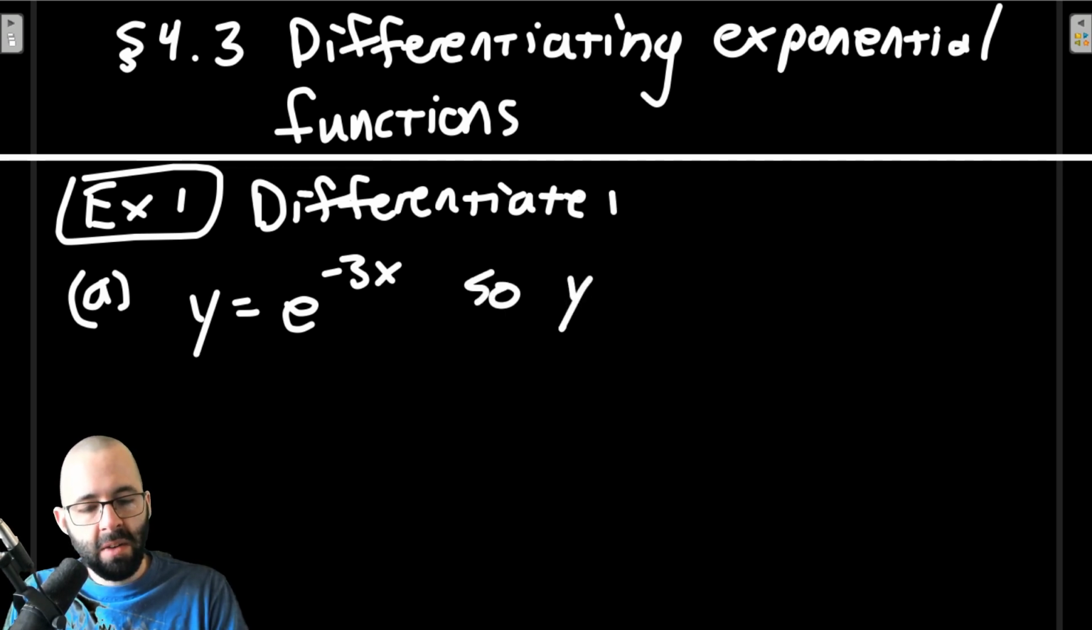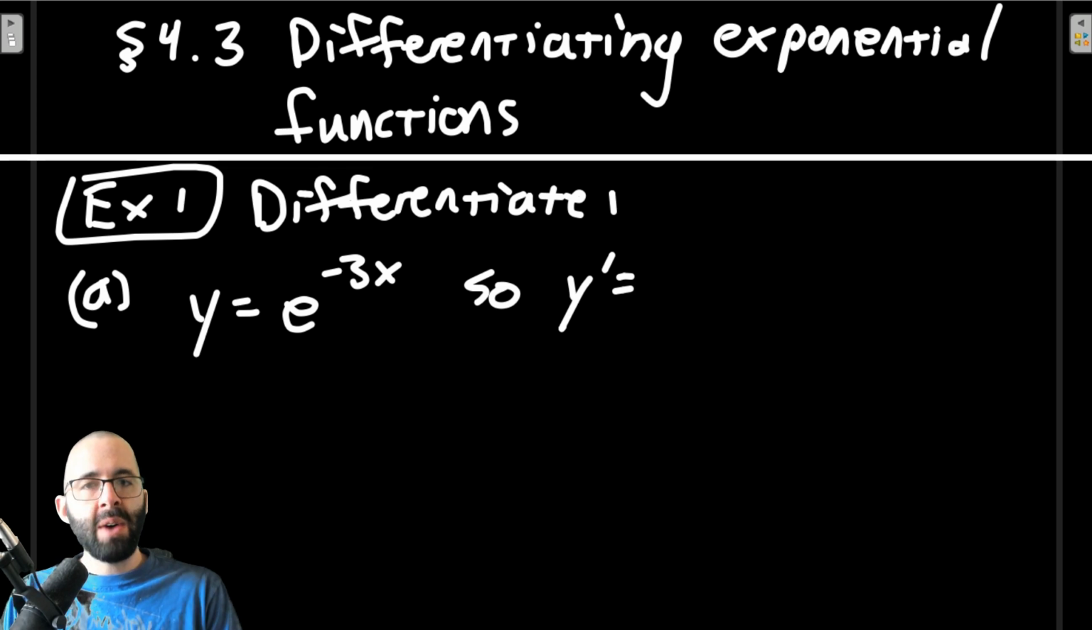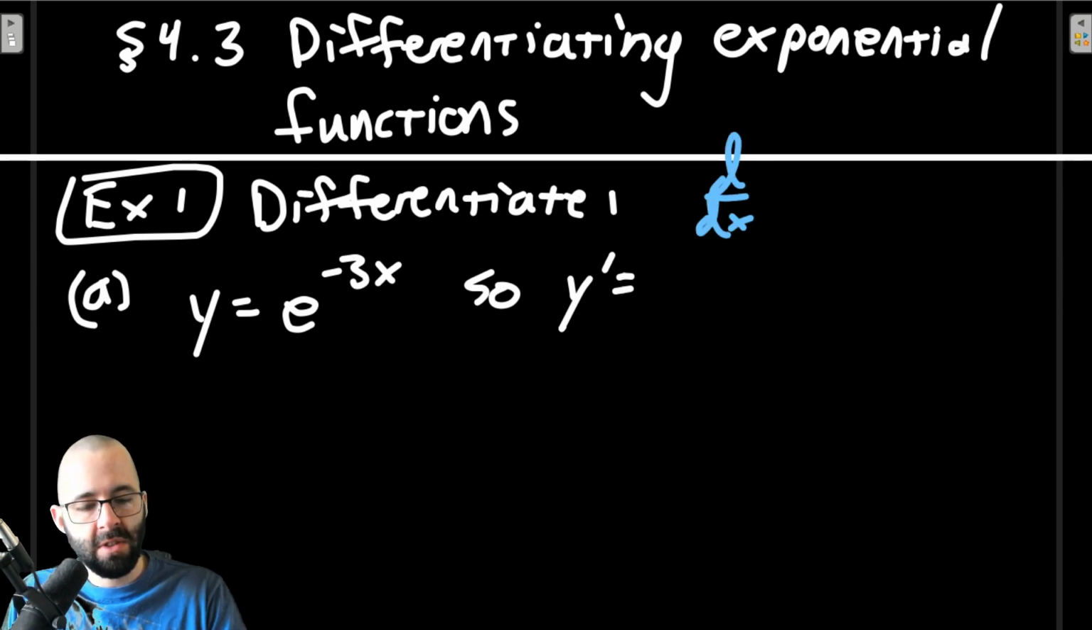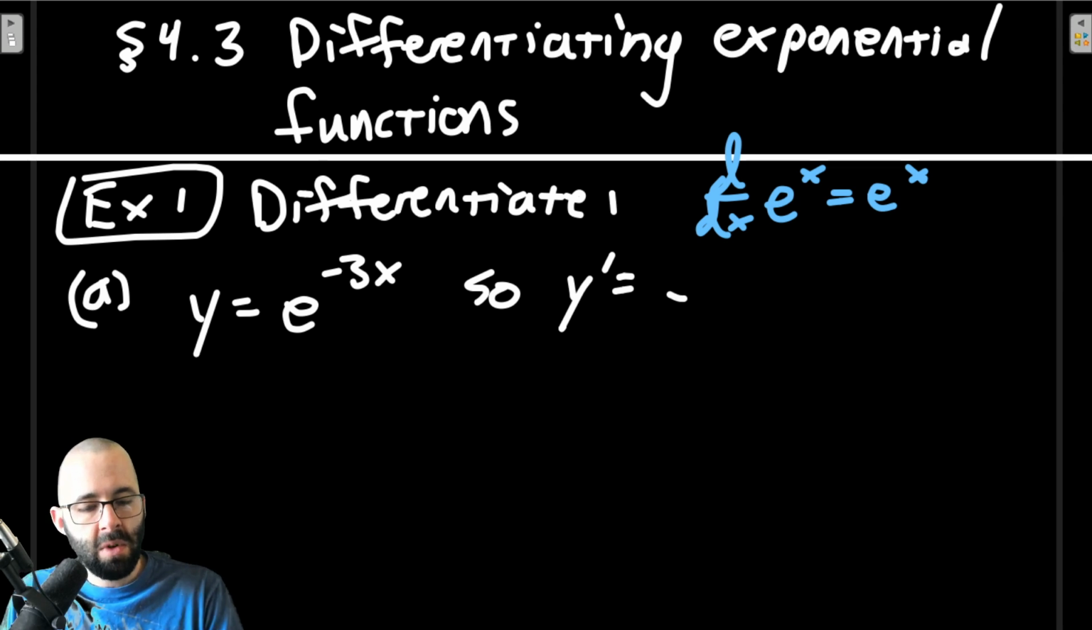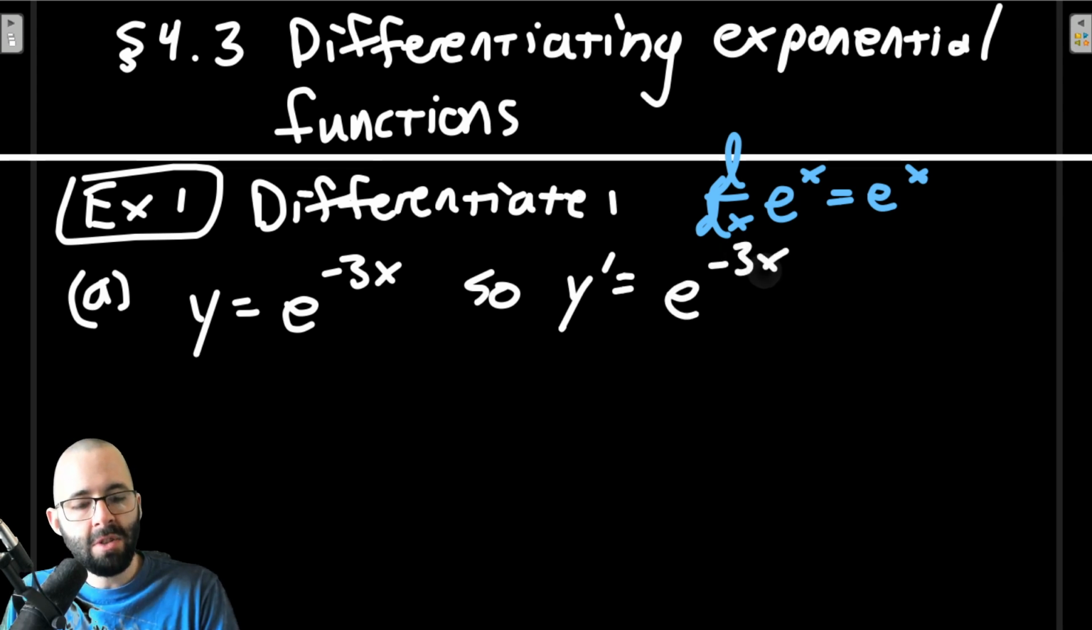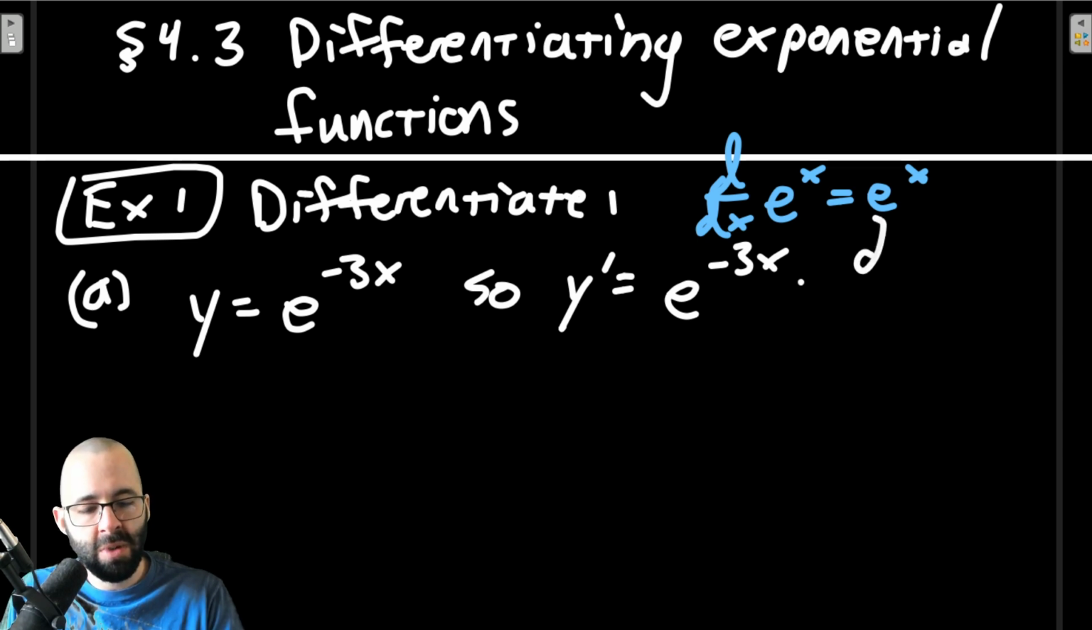If we do that, y prime, the derivative of the outside function, that's the derivative of an exponential. And the derivative of an exponential function is itself, right? That was the previous section. d dx of e to the x is just e to the x. We've got more stuff inside, though. It's kind of like the general power rule. So we'll leave the exponential alone, but we do have to multiply by the derivative of the inside function.